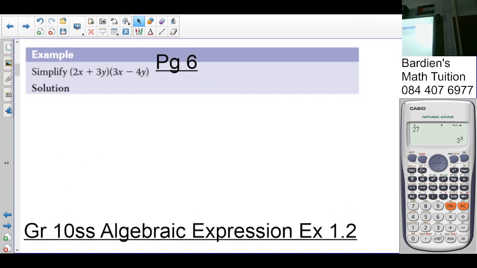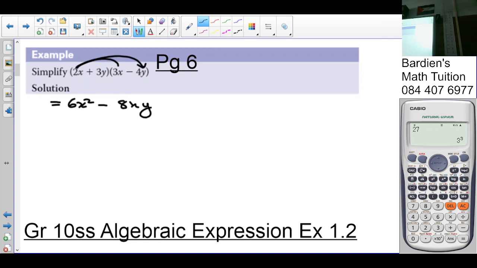So as we know, we're going to use FOIL or the distributive law. We're going to multiply 2x by 3x, which gives us 6x squared. 2x times negative 4y gives you negative 8xy. 3y times 3x is positive 9xy. Positive 3y times negative 4y is negative 12y squared. So those are like terms there.